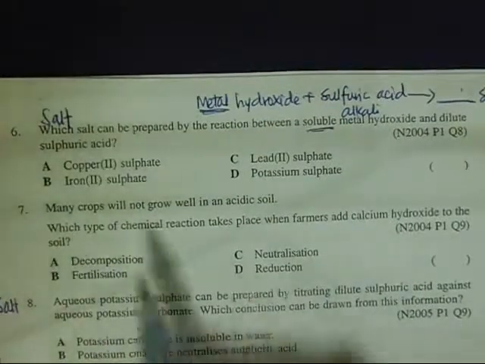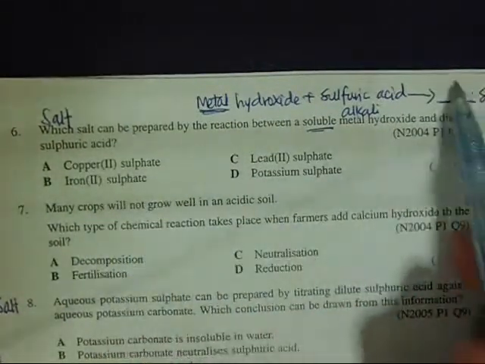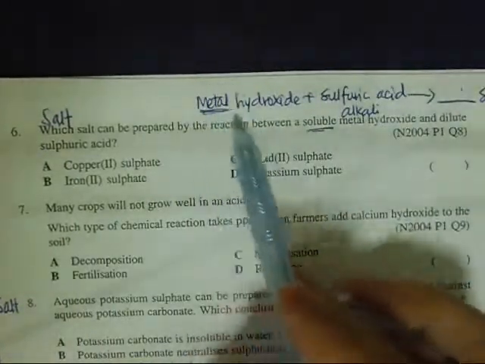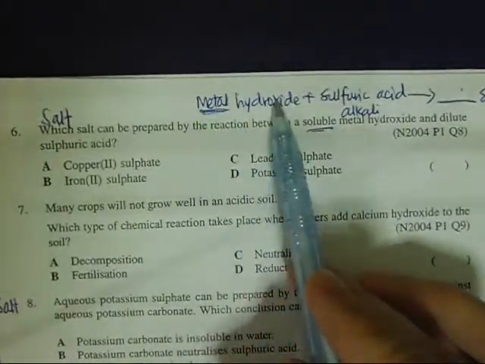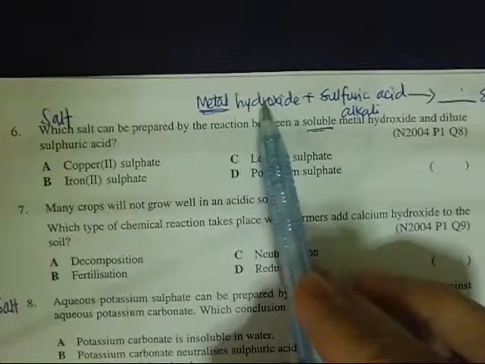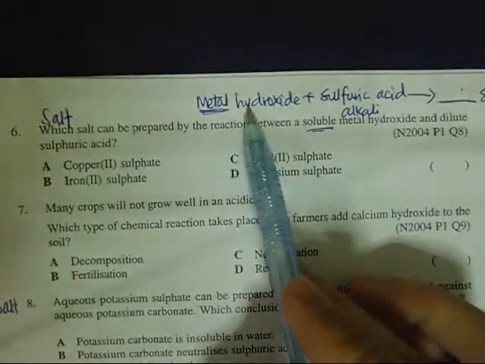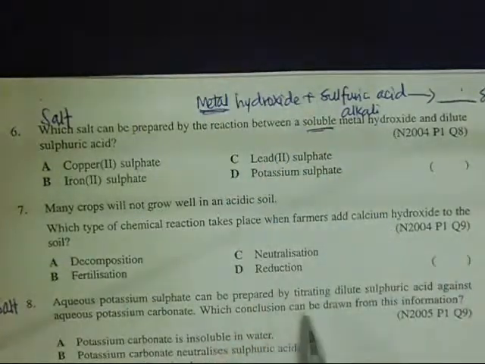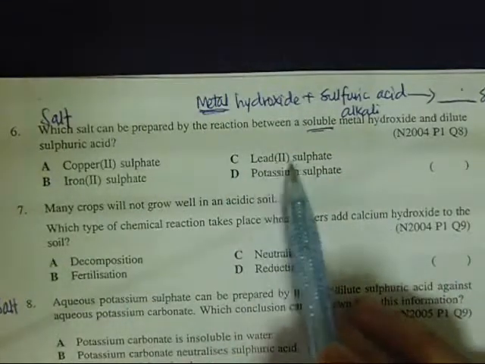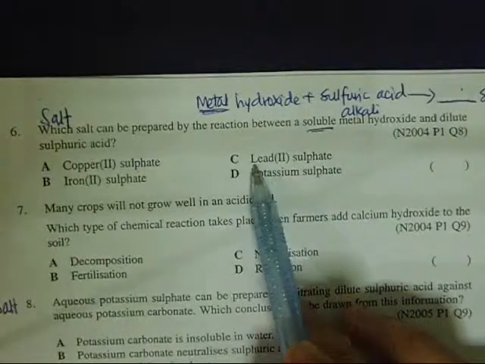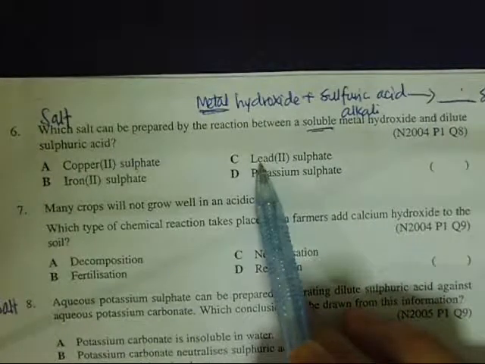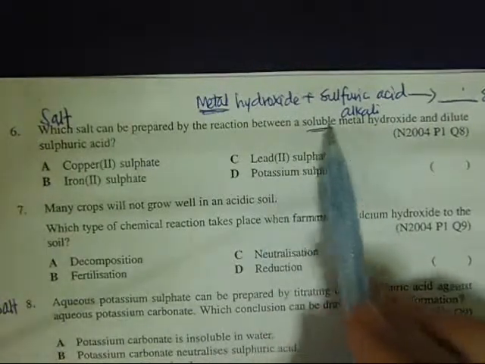Same thing with iron 2 sulfate. If over here is iron 2 sulfate, this will be iron 2 hydroxide. And iron 2 is not from group 1 or 2, and it is not an ammonium. So iron 2 hydroxide is not soluble. Same with lead 2 sulfate. Lead is not from group 1 or 2, and it is not ammonium. So lead 2 hydroxide is not soluble.